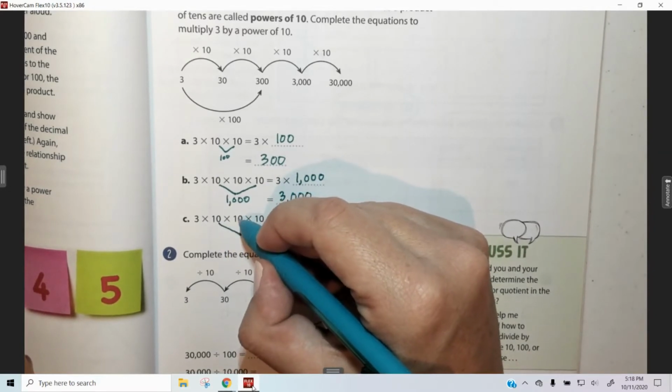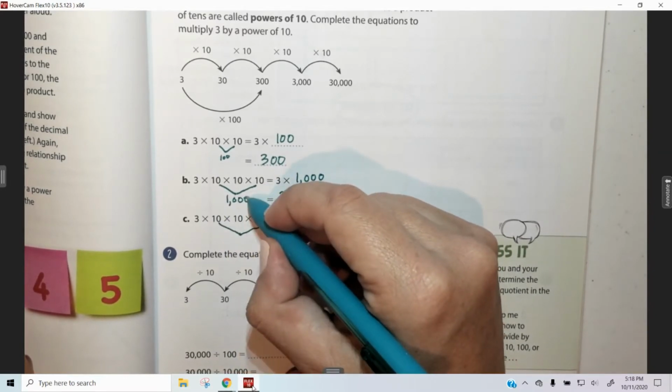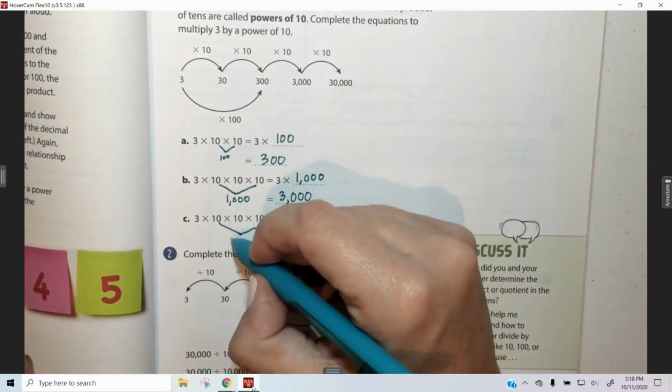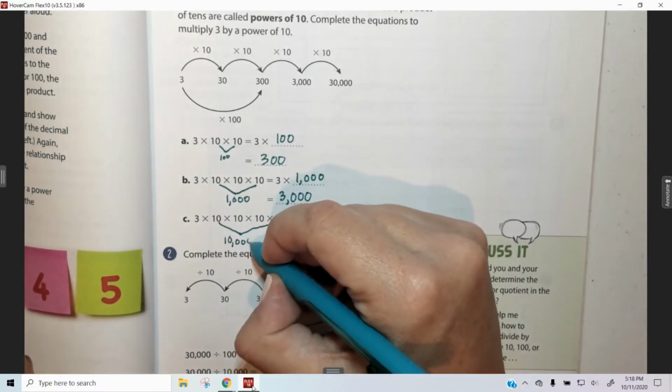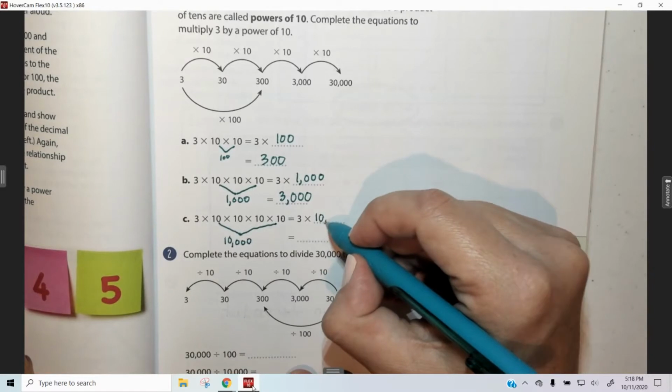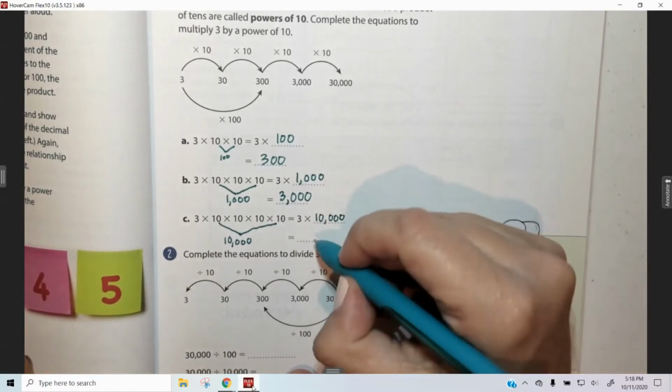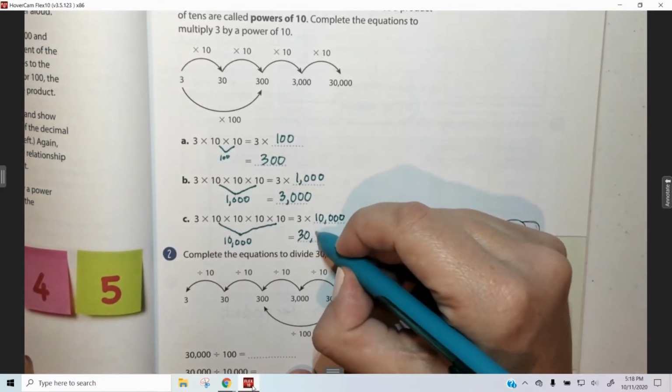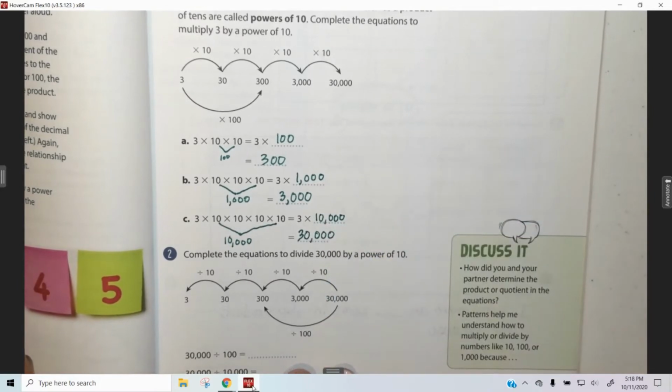If we go here and we multiply 10 times 10 times 10 times 10, well, we know 10 times 10 is 100. 100 times 10 is 1,000, and then 1,000 times 10 is 10,000. So 3 times 10,000 is 30,000.